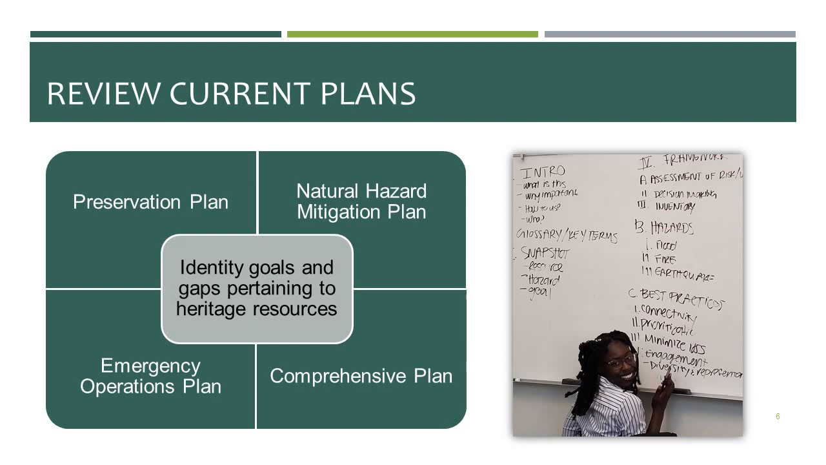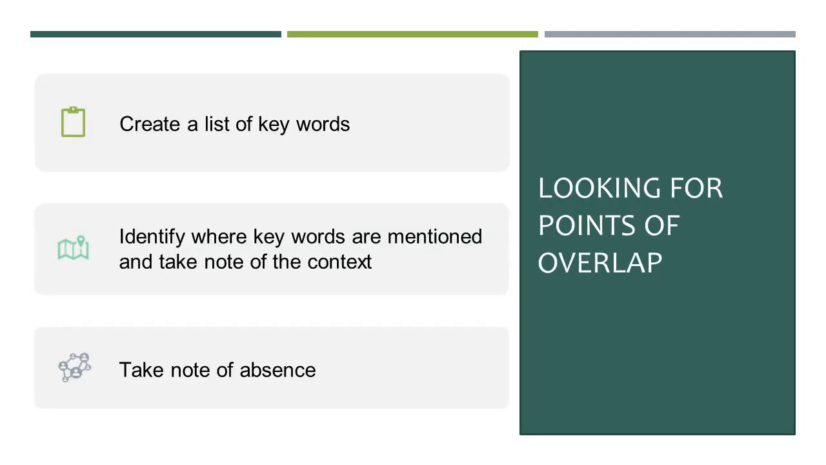In Cottage Grove, the Historic Preservation Plan was adopted as part of the comprehensive plan. Review each plan to identify points of overlap between the goals, actions, and priorities related to both heritage resources and disaster resilience planning. Where does the Natural Hazards Mitigation Plan mention heritage resources and vice versa?